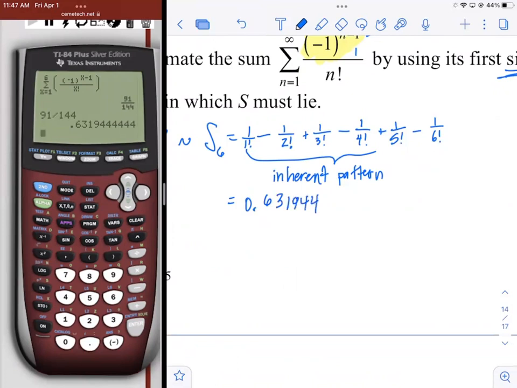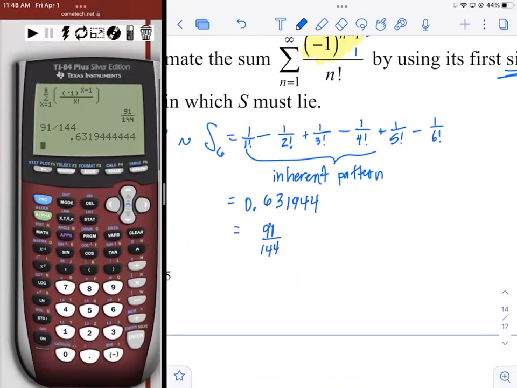0.63194. You know, that was a repeating decimal. I'm going to go ahead and just call it 91 144ths, okay, because that's exact. But anyway, the sum, we know it converges, and it converges approximately to that. Now, here's the question. What's the actual sum? Well, we don't know the answer to that. But we know that this number has to be within a certain amount from the actual value, okay?